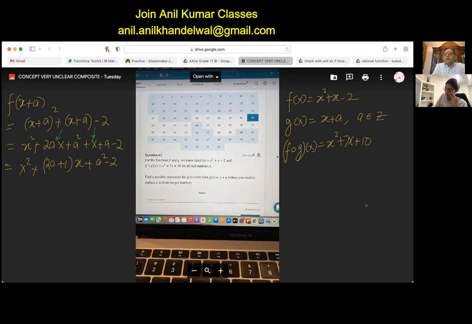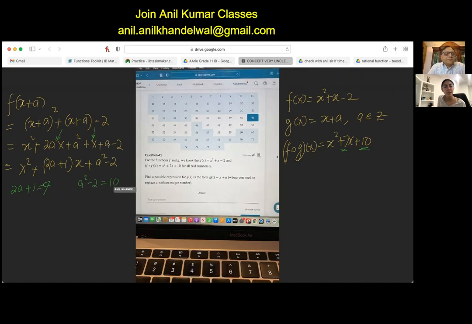Now you compare the two equations. From the two equations, you can say that 2a plus 1 is equal to 7, right? And a squared minus 2 equals 10, right? I think we forgot one a. Where?